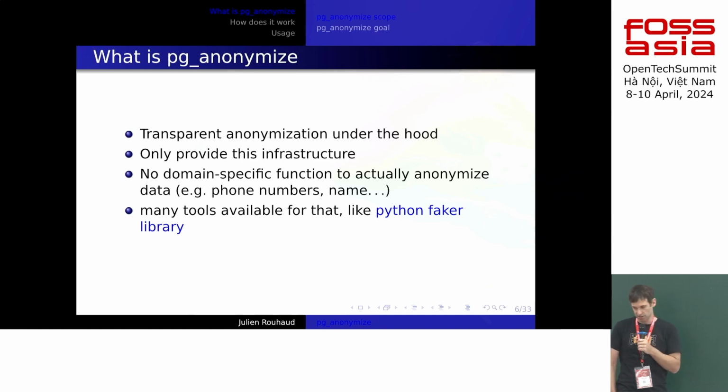So PG Anonymize is an extension, and the goal is to provide a way to perform the anonymization automatically and transparently. And the scope is only that. It only provides you the infrastructure to anonymize the data, but it doesn't provide a function to say how you anonymize a name, a credit card number, or a birthday, or anything. You have a lot of libraries to do that. I recommend the Python Faker library, but you have a lot of other stuff, and you can just use them as a SQL function or PL/Python function. We will see that in the last part.